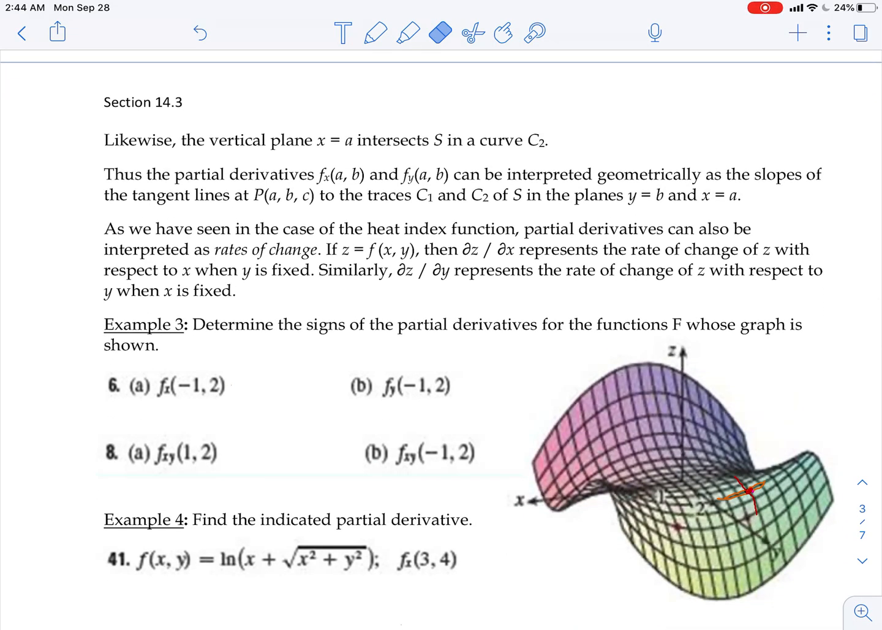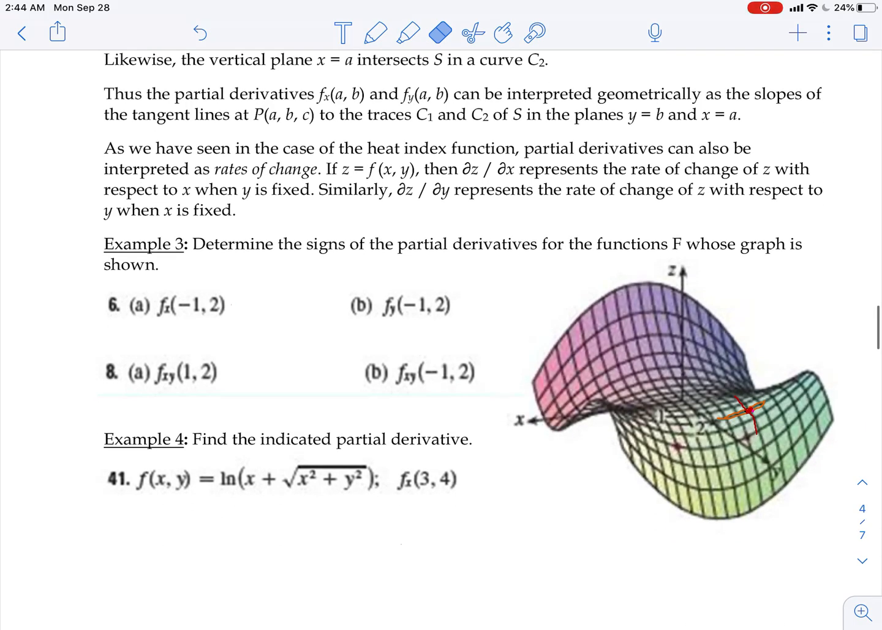So we've seen in the case of the heat index function that partial derivatives can also be interpreted as rates of change. If z is equal to f of x, y, then partial z with respect to x represents the rate of change of z with respect to x when y is fixed. Similarly, partial z with respect to y represents the rate of change of z with respect to y when x is fixed.